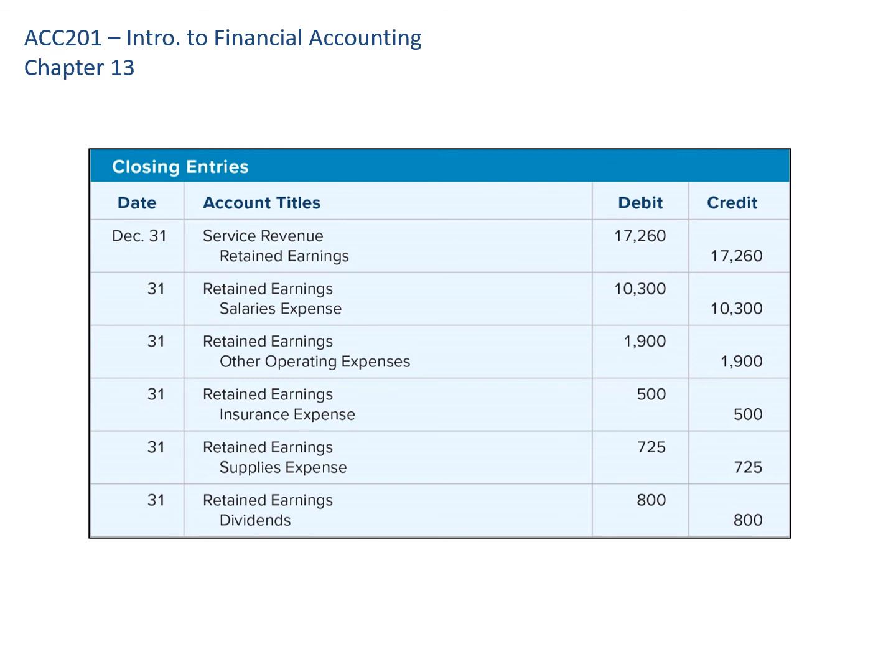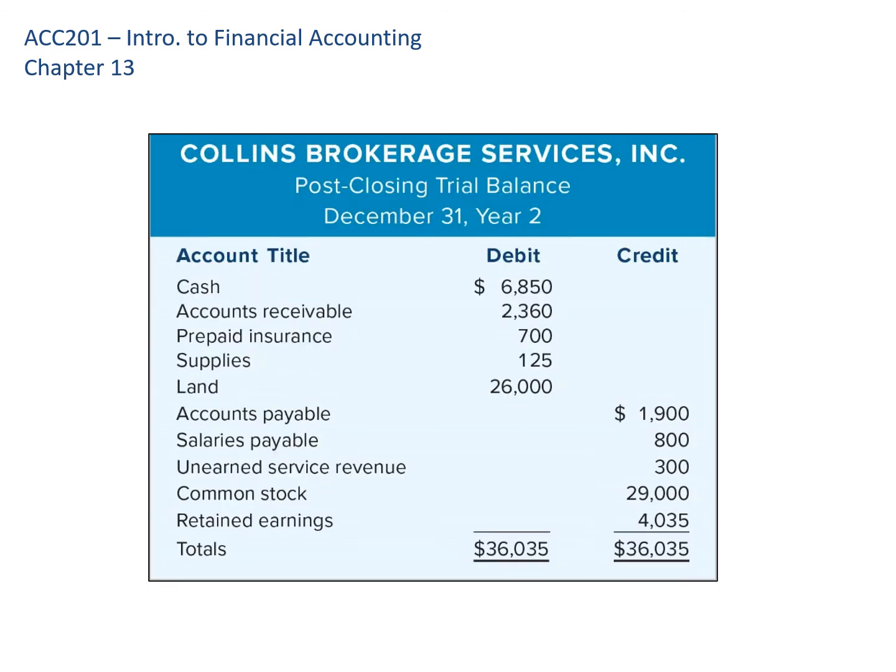If it has a normal credit balance, which this did, then we're going to want to debit it to zero it out. That'll bring my service revenue account balance to 0. So I debit that, I credit retained earnings. For all of my expenses, they have normal debit balances, so I have to credit them and debit retained earnings. Lastly, I close my dividend account to retained earnings. Once I do that and I post those closing entries, I'll do one final trial balance, which is called a post-closing trial balance.